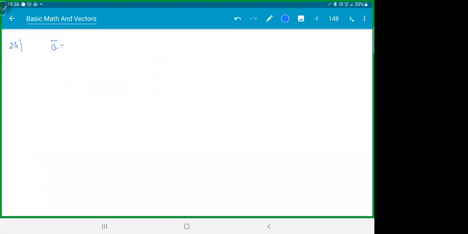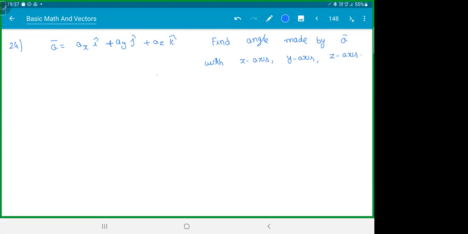Let's say we have vector a bar, which is ax i cap plus ay j cap plus az k cap. Find the angle made by a bar with the x-axis, y-axis, and z-axis. This is actually theory and also a problem. I want you to find the angle made by this a bar with the x-axis, y-axis, and z-axis.